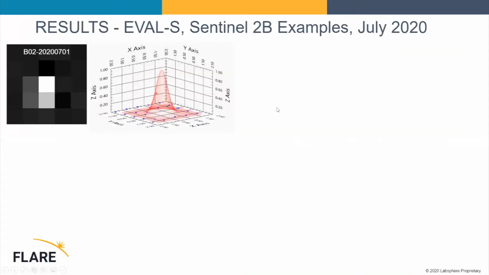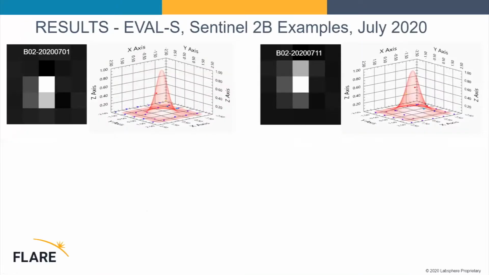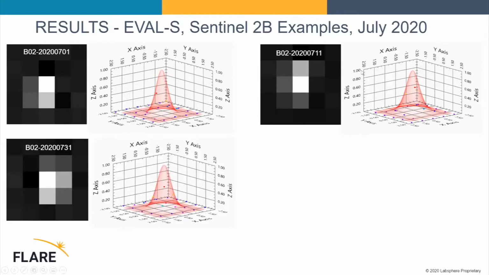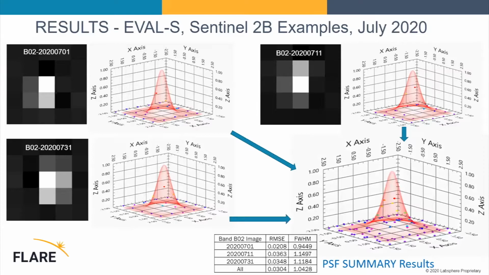So let's just look at what an eval S is. So this is 3 eval S's taken on Sentinel-2B. So we have July 1st, July 11th, and then July 31st. Now, Sentinel is a very high quality telescope, so we were able to get really good point spread functions out of a single image. And that's uncommon. That's a world-class satellite. Smaller satellites, generally we need more images to be able to develop a point spread function, somewhere between 6 to 15. In this particular case, we're able to use those 3 images together.